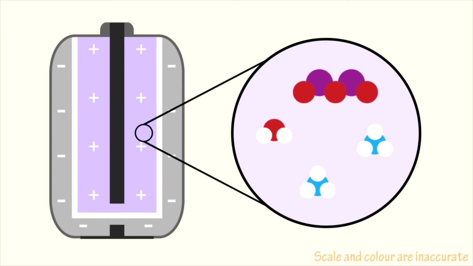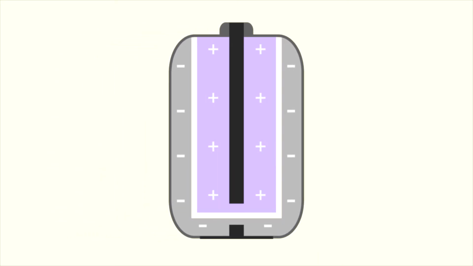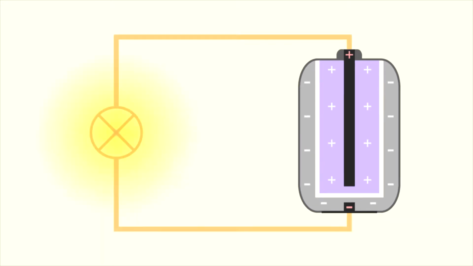You then end up with a battery split into 2 regions. One is positively charged, where electrons have been used up, and one negatively charged, where they've been produced. This causes the electrodes to become oppositely charged, forming a negative cathode and a positive anode. And if you connect the two with a wire, electricity will flow.